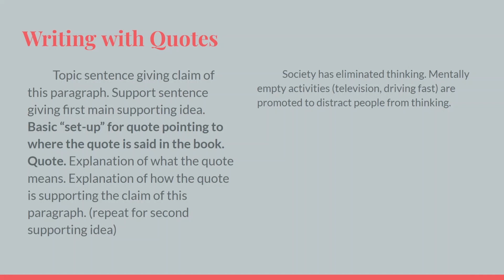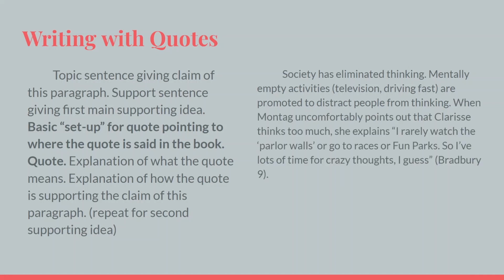When I set up the quote, I said, "When Montague uncomfortably points out that Clarice thinks too much, she explains, 'I rarely watch the parlor walls or go to races or fun parks, so I've lots of time for crazy thoughts, I guess.'" The setup that I've used emphasizes that Montague is uncomfortable with this observation about Clarice. And I'm focusing on the idea that Clarice thinks too much. That's what's making Montague uncomfortable, and that's how she is not following what society wants, because she doesn't participate in these traditional activities.